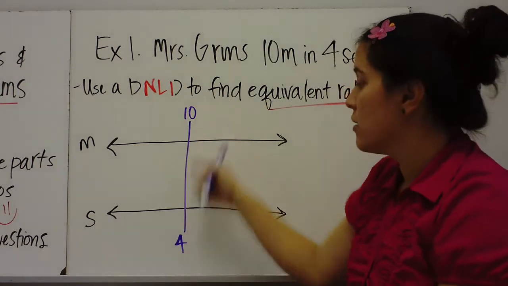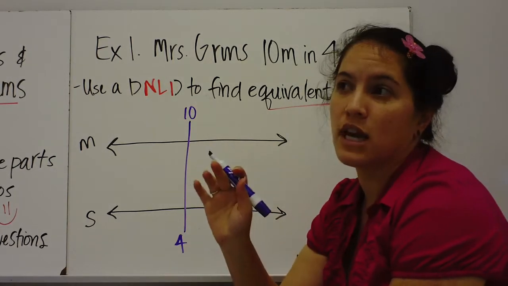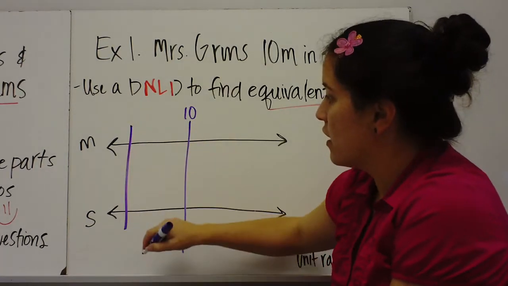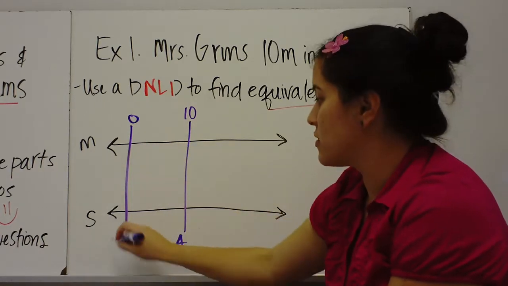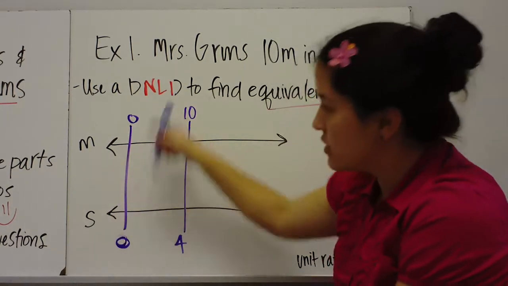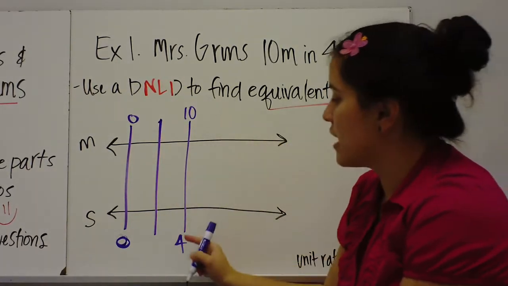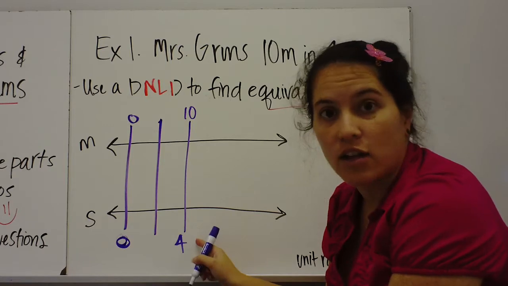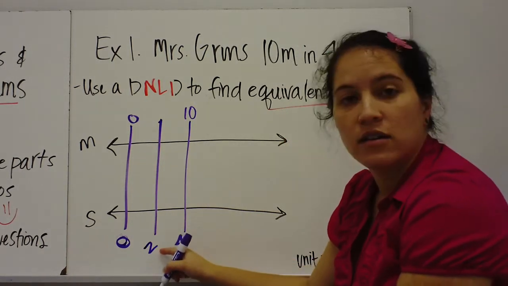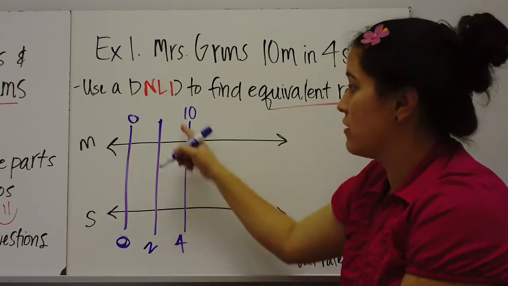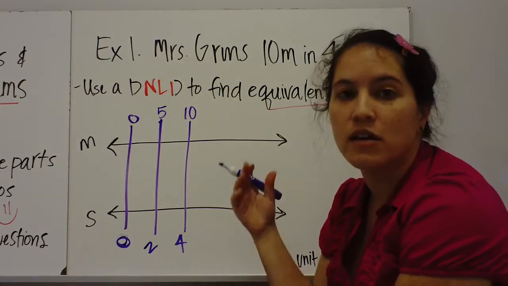Double number lines, ratio. Now we're just going to use multiplication and division. So let's just start with something easy. If Miss George ran 0 meters, it would take her 0 seconds, right? So 0, 0. Now let's cut this in half. Instead of 4 seconds, all I'm doing is cutting it in half. She ran 2 seconds. So in 2 seconds, how many meters do you think she ran? 5, because I divided that by 2. It's the same set of ratios over again.